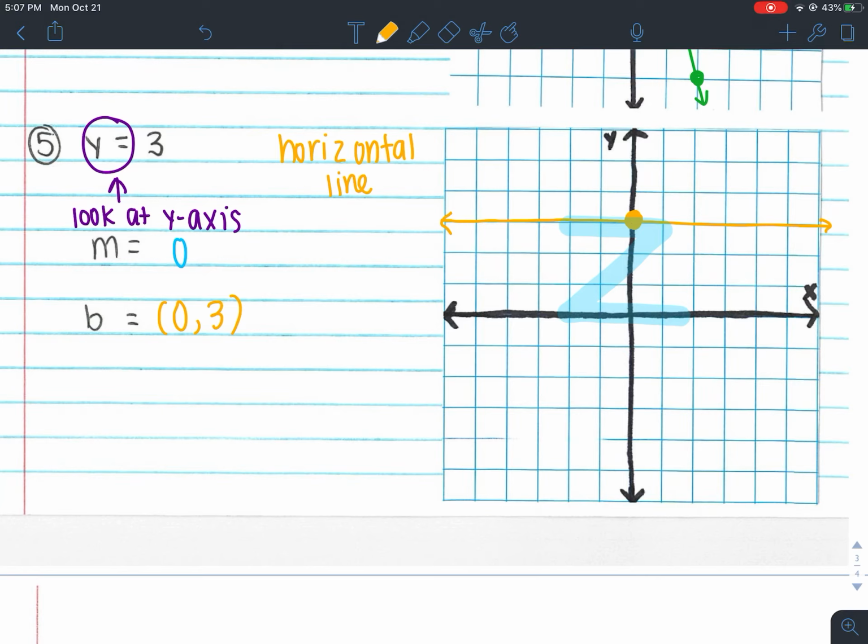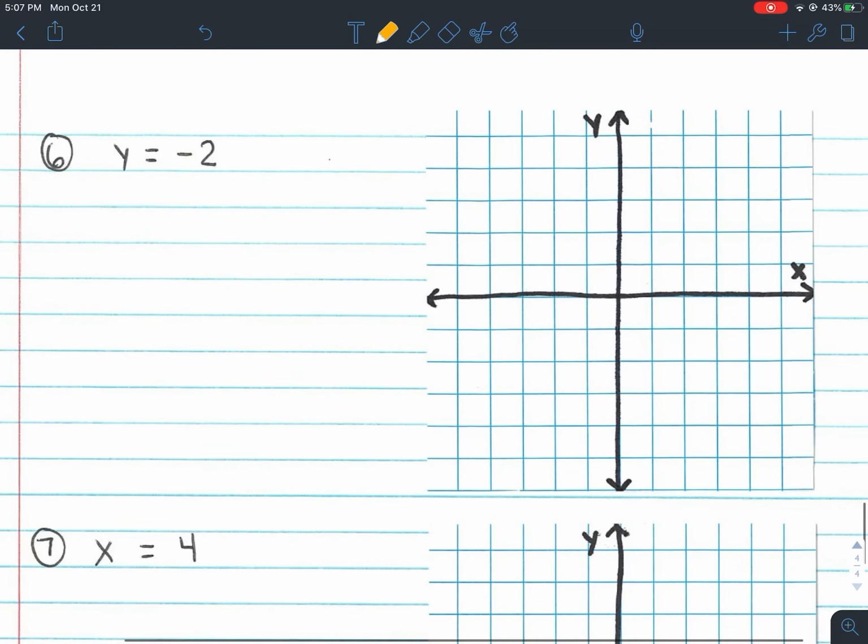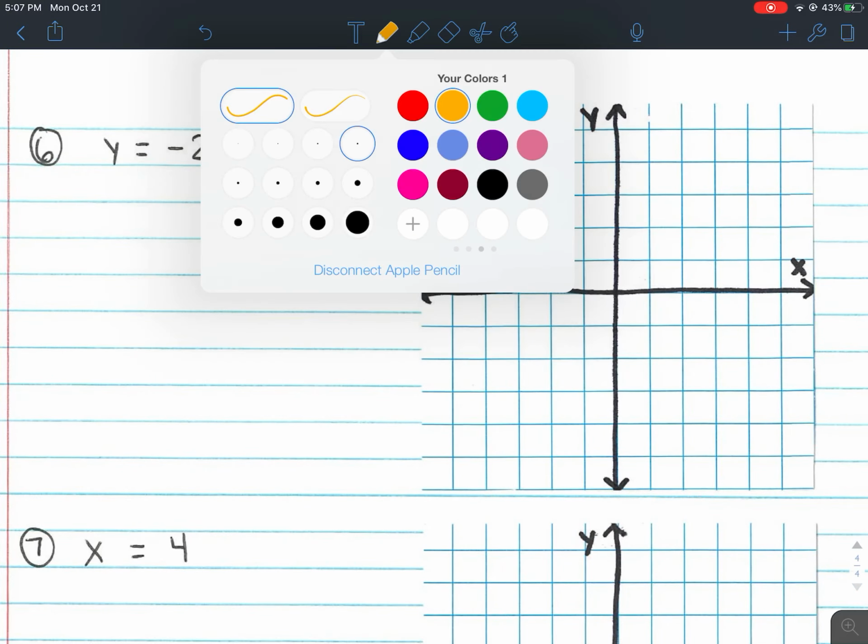It's y and a number. So if it's just a variable and a number all by itself, it's going to either be a horizontal line or a vertical line. So this says y equals 3, so you want to look at your y-axis and you want to plot a point at positive 3, and then you identify your slope and your y-intercept from there.